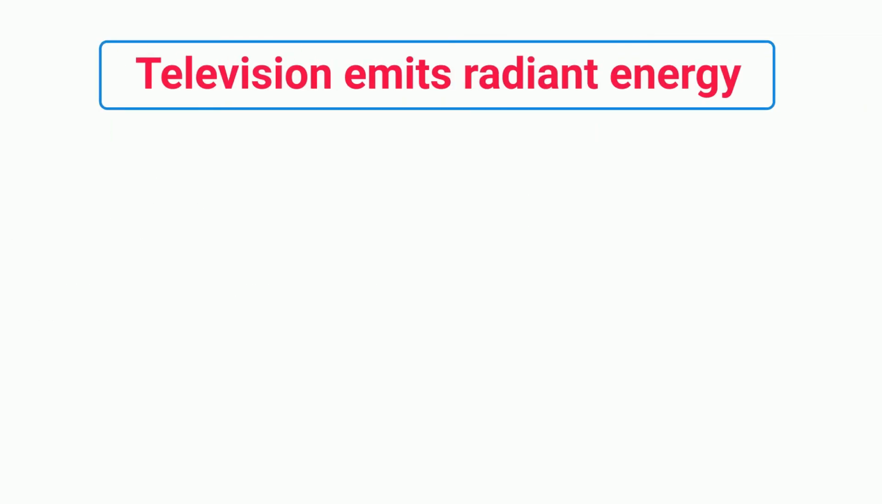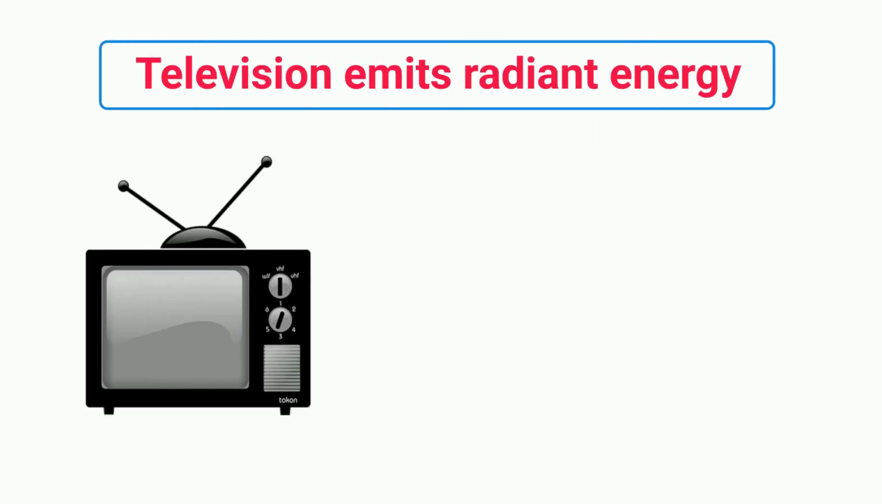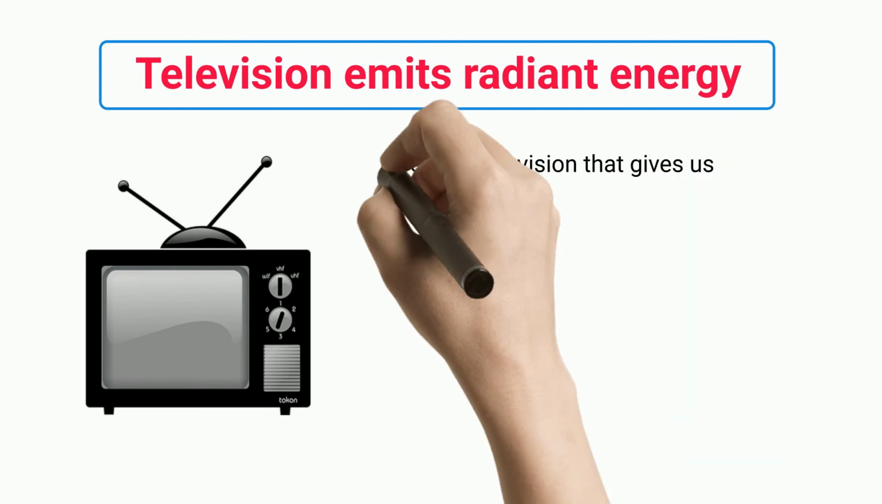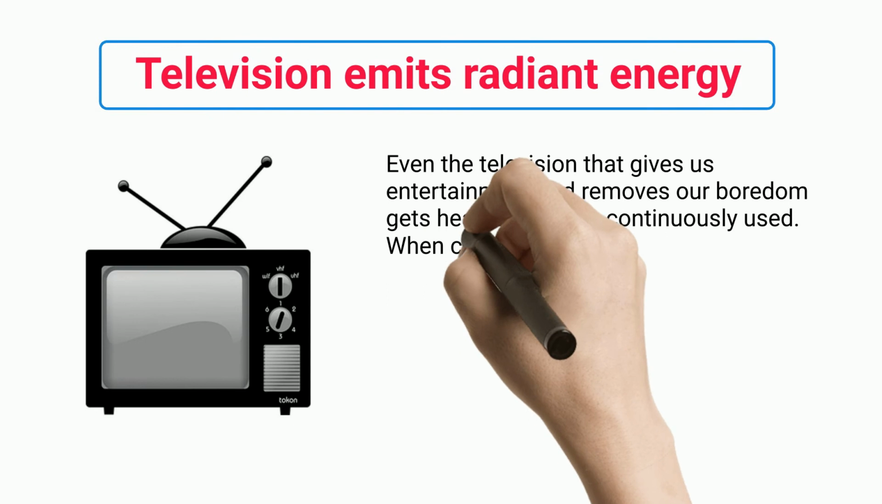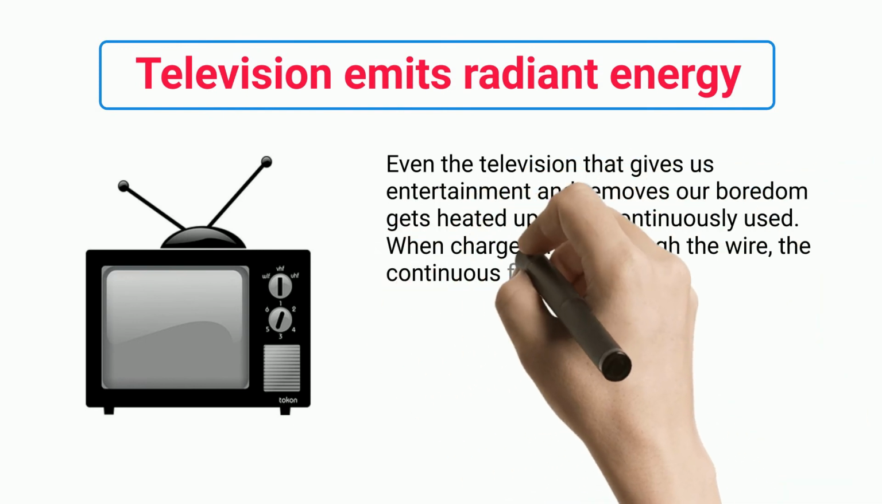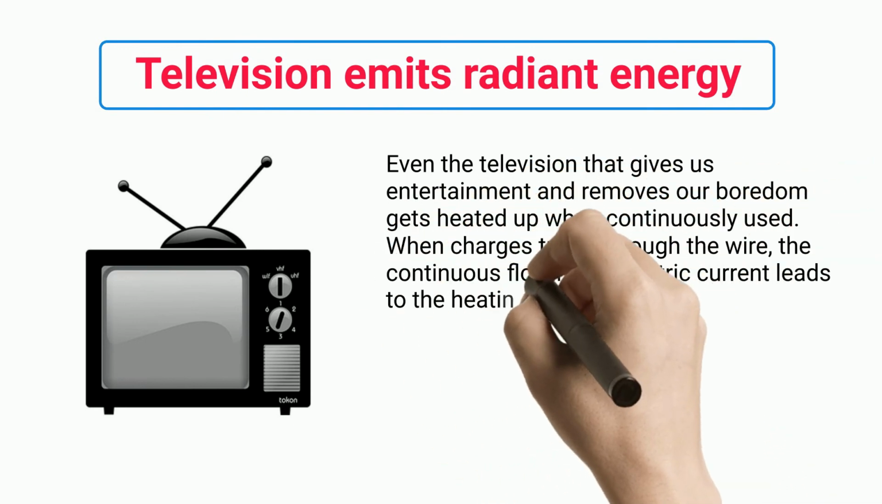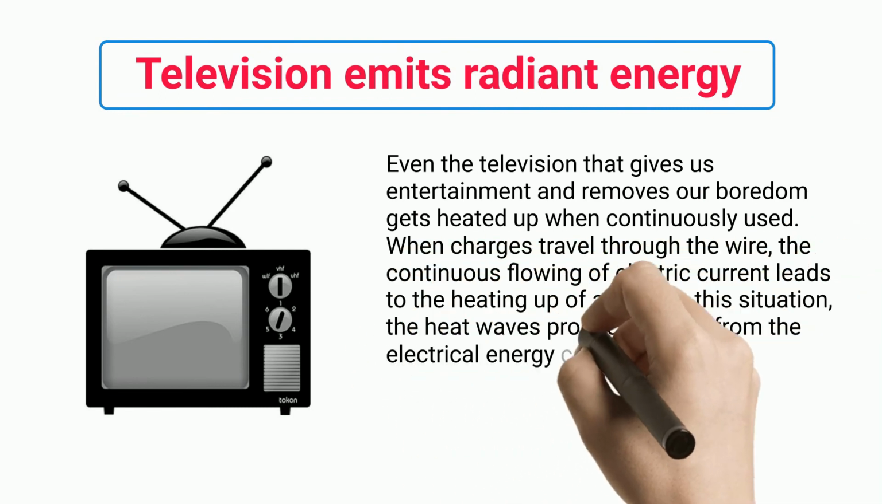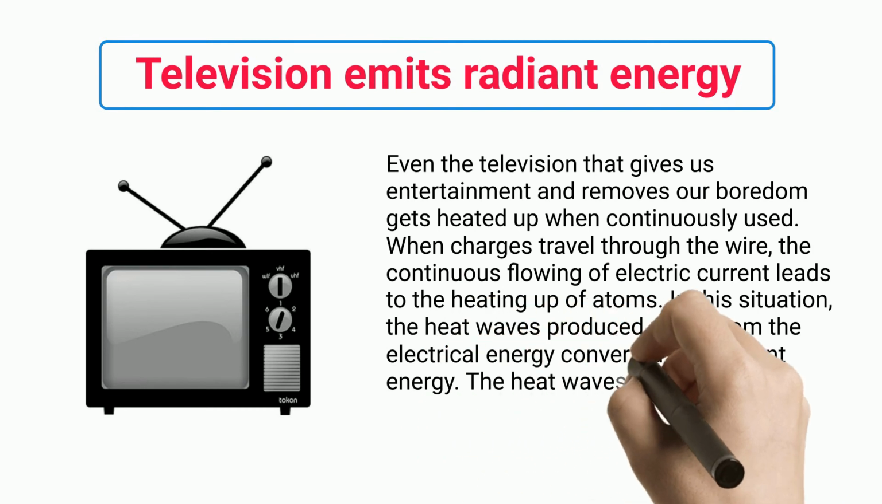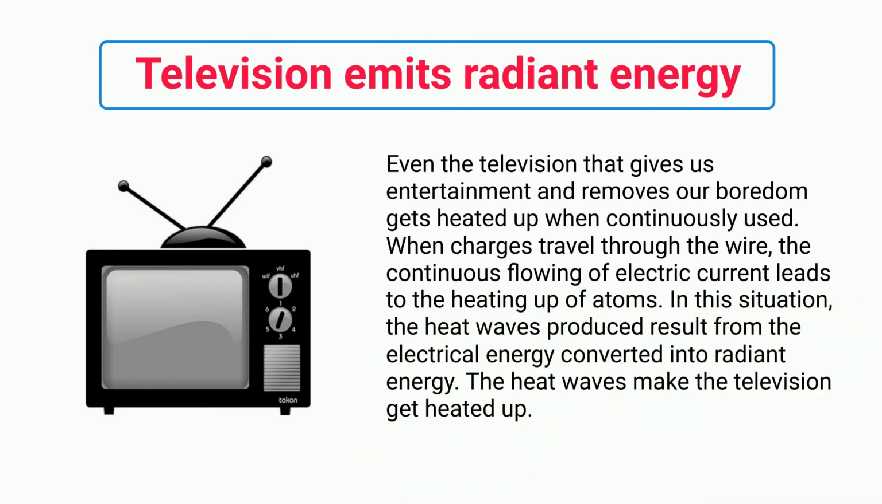Television emits radiant energy. Even the television that gives us entertainment and removes our boredom gets heated up when continuously used. When charges travel through the wire, the continuous flowing of electric current leads to the heating up of atoms. In this situation, the heat waves produced result from the electrical energy converted into radiant energy. The heat waves make the television get heated up.